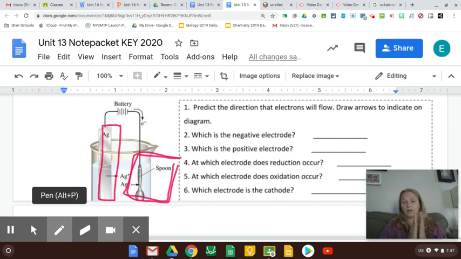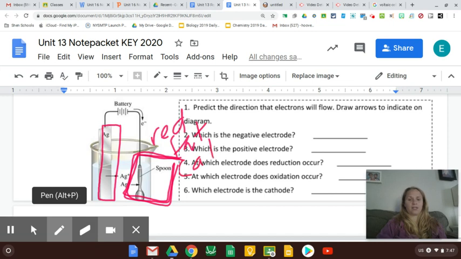So if I want the spoon to get coated in silver, do I want it to be the site of reduction or the site of oxidation? Do I want it to be the anode or the cathode? So do I want it to be the red fat cat, the one that gains mass, or do I want it to be the anox, the one that loses mass? Well, if I want it to be coated, I want it to be the gainer. So I want it to be the red fat cat.